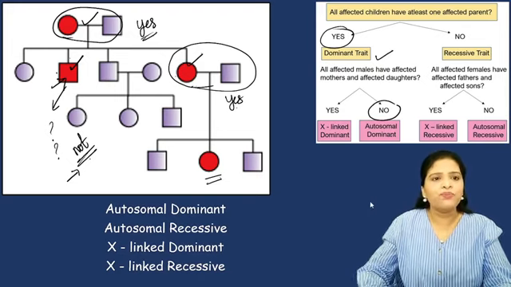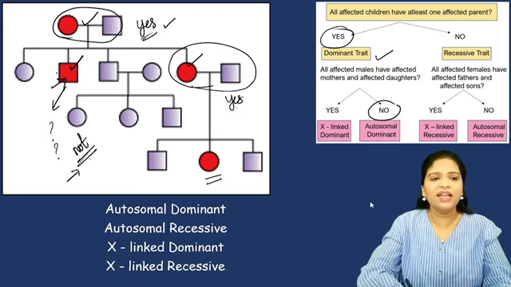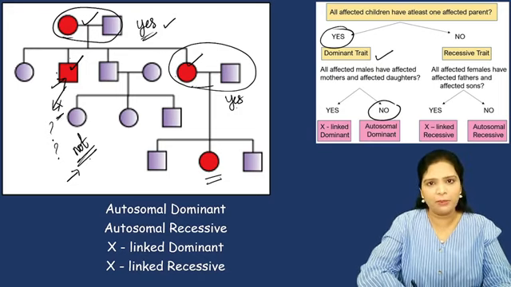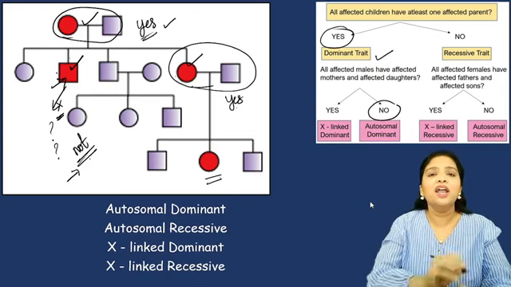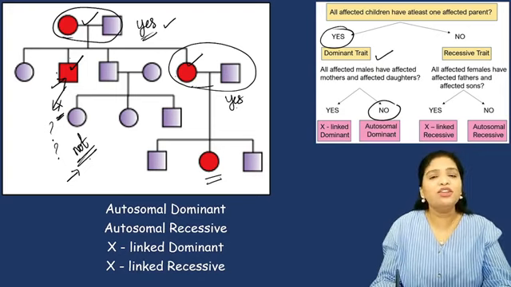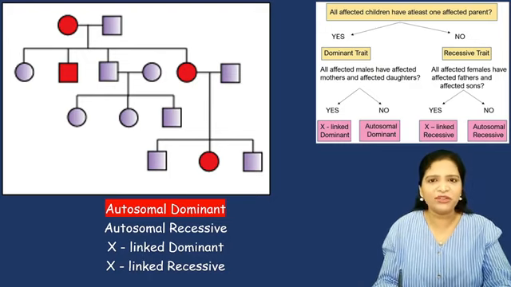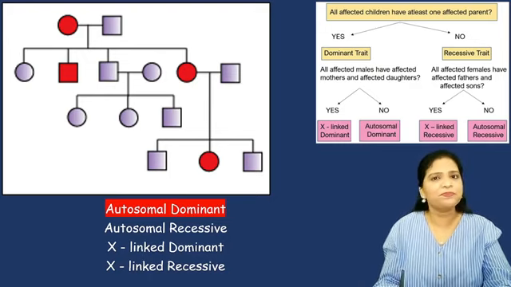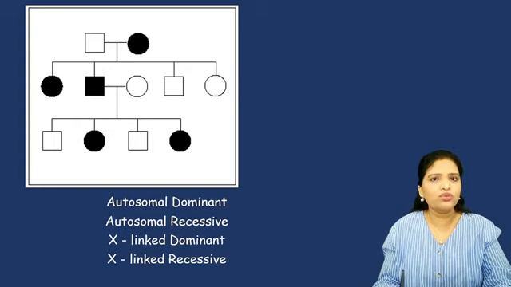Okay, so no. Only he has an affected mother, and an affected daughter is not shown in the picture. So we have to take it as no. So what will be the type of inheritance here now? This is an autosomal dominant type of inheritance pattern. Understand?